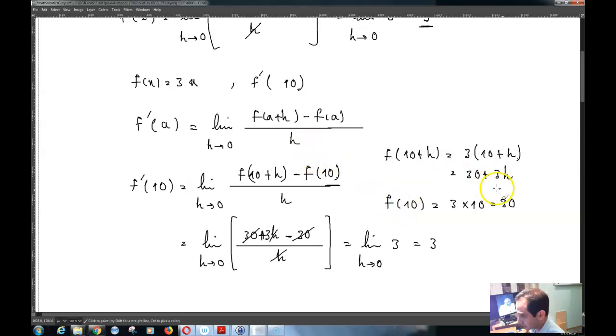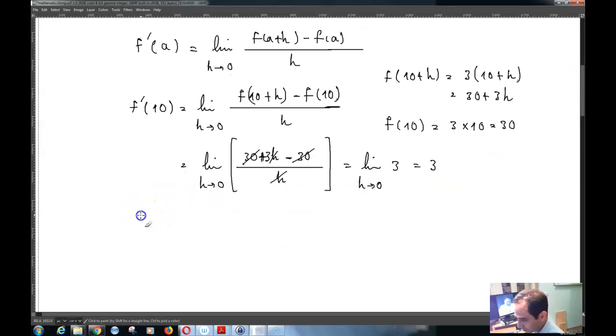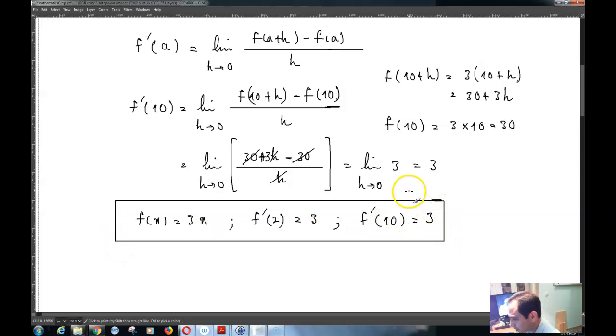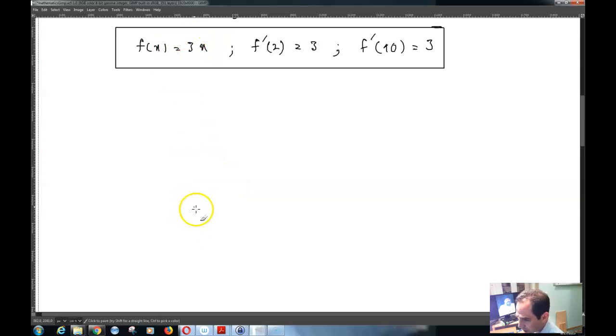So what that means is that when your function is f of x is equal to 3x, then f prime of 2 was equal to 3. Also f prime of 10 was equal to the same number, 3. Now, if you think of this 3x as the position versus time function for some stone falling down a cliff, then the position versus time of that stone is going to be basically this graph over here.